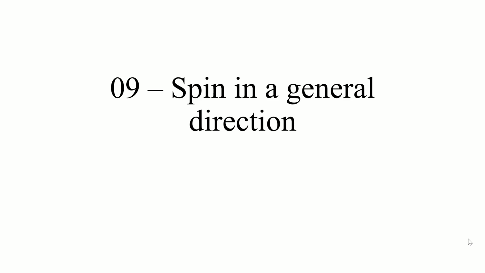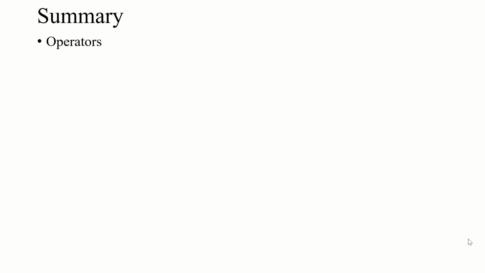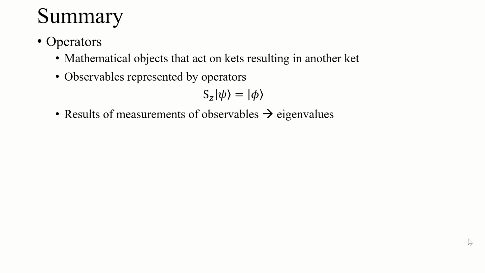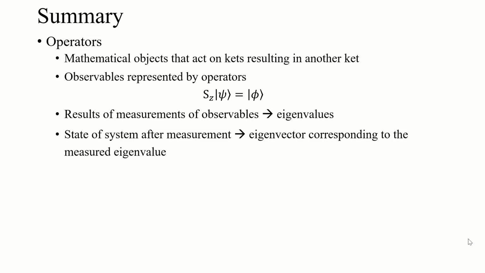This is the ninth lecture of the year so far, and we're going to slowly discuss the spin angular momentum in a general direction n. So, a summary of what we've recently talked about: we introduced operators, which are mathematical objects that act on kets and result in another ket, and we discussed how observables are represented by operators. If you take a measurement of some given observable, the result of that measurement is one of the eigenvalues of that observable, and the state of the system after that measurement is the eigenvector that corresponds to that measured eigenvalue. So we've done that.